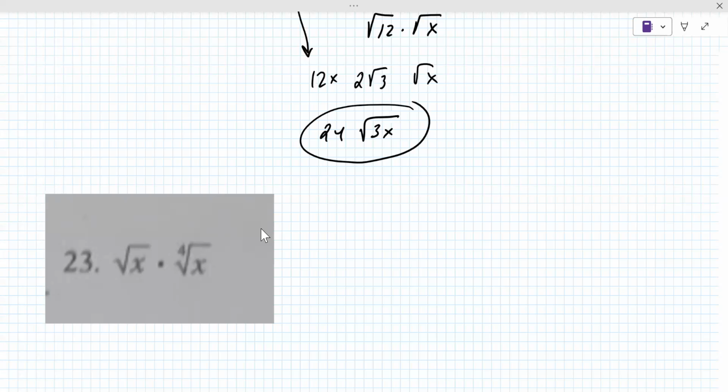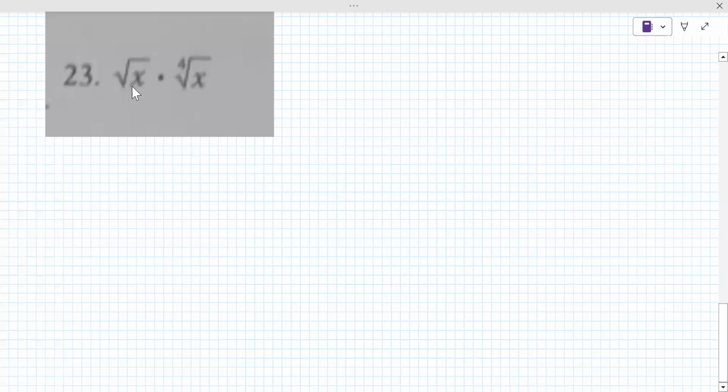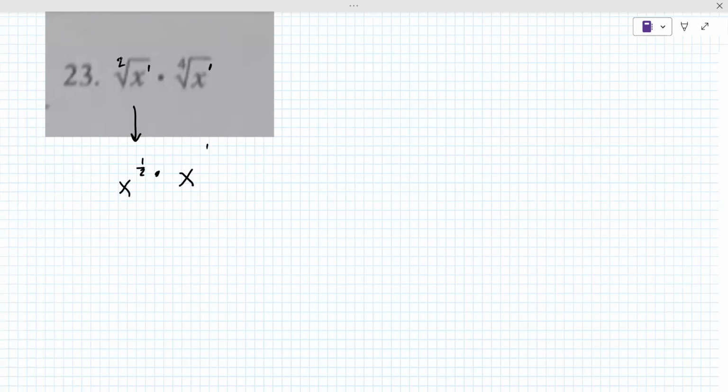Okay. All right. So here we go. One of the things that's different about this problem, it's not like the homework where you get a couple like it. The indexes are different. So we need to rewrite both of these in that exponent form. So the first one is x to the 1/2. Can you tell me what the second one is? X to the 1/4. Good.